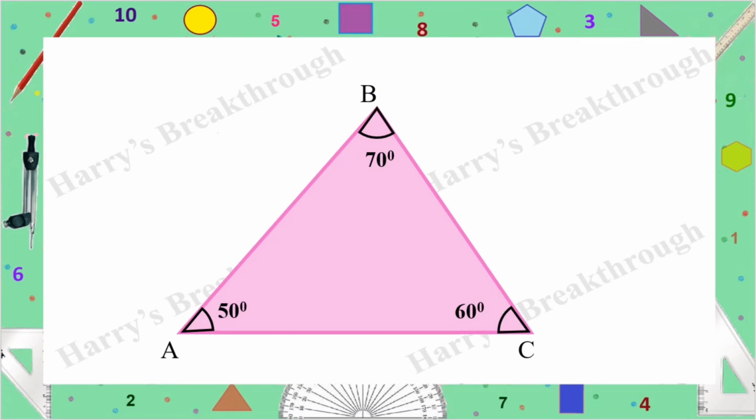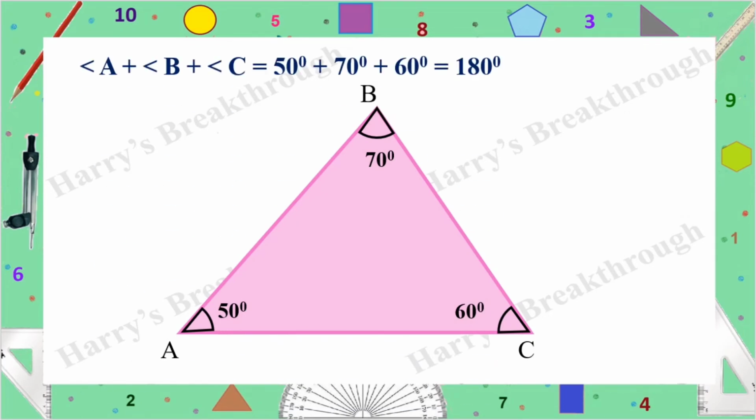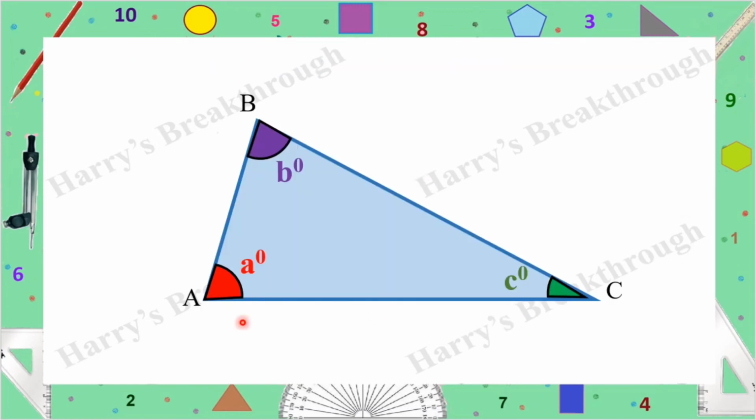Now let's add these three angles. Angle A plus angle B plus angle C is equal to 50 plus 70 plus 60, which is equal to 180 degrees. That is, the sum of these three angles is 180 degrees. That means the sum of all the angles of a triangle is equal to 180 degrees. Is this correct for all triangles? Let's check. Consider this triangle.